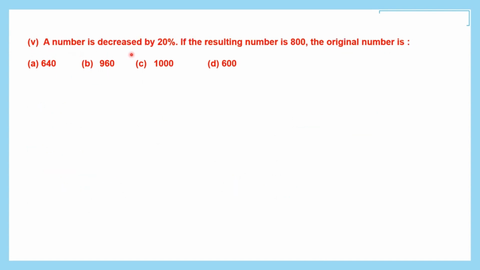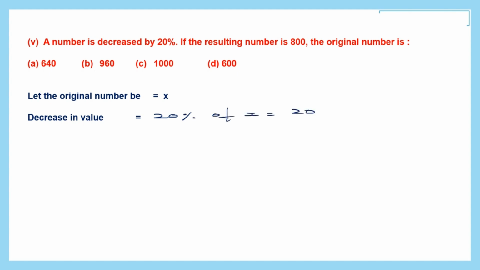Question 5. A number is decreased by 20%. If the resulting number, that is after decreasing, is 800, what is the original number? So let's begin by saying let the original number be X. We don't know what it is, we are going to find out. Decrease in value is 20%, isn't it? 20% of X means 20 by 100 into X.